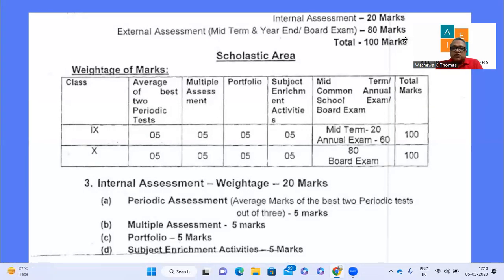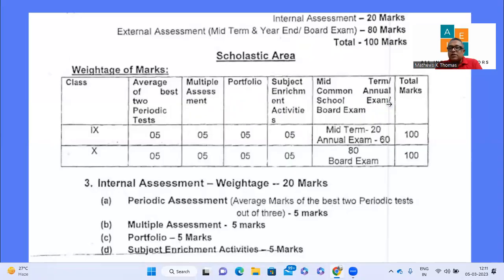That means 5 marks is for the periodic tests. The best 3 periodic tests have to be taken, and we take best of 2. Then we have the multiple assessments, 5 marks, portfolio 5 marks, subject enrichment 5 marks. So that's your 20 internals. And then your midterm and annual exams.